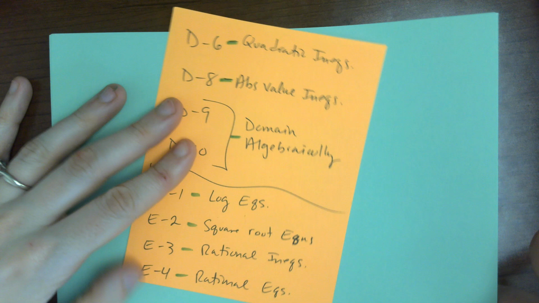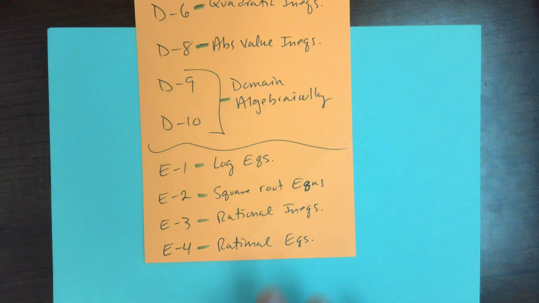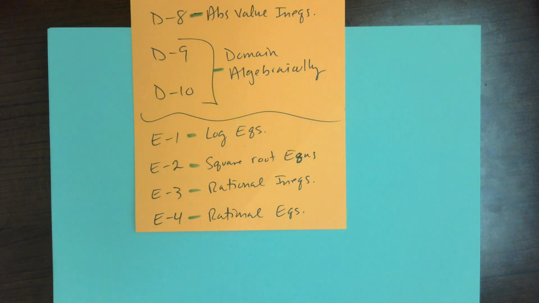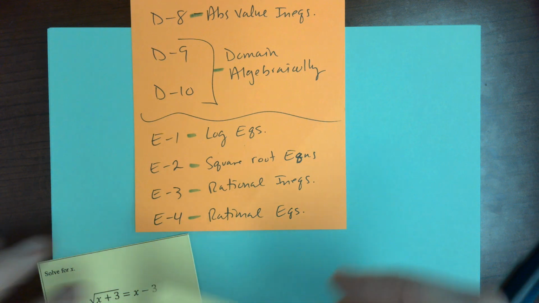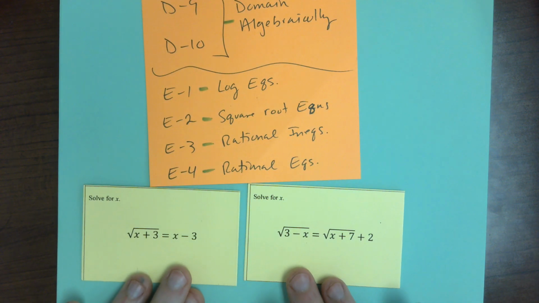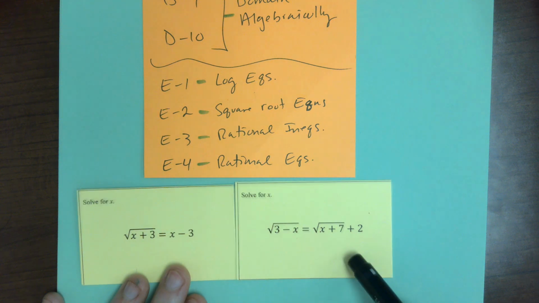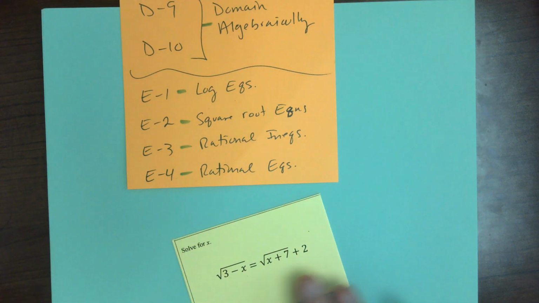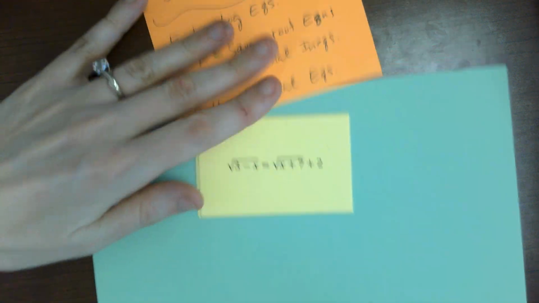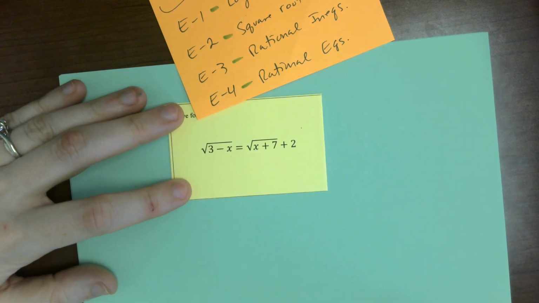Now E2, square root equations. So let me find the E2. All right, so here's the two problems that I picked from E2. Right? Very similar. I'll do this one. This one is a little more involved. So solve for x. All right, guys.